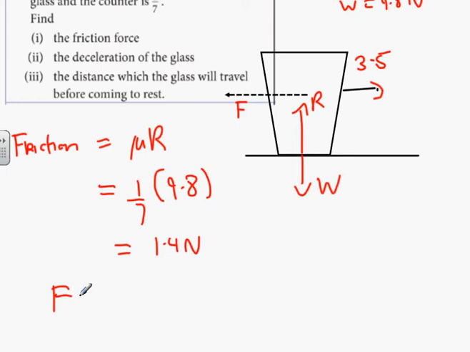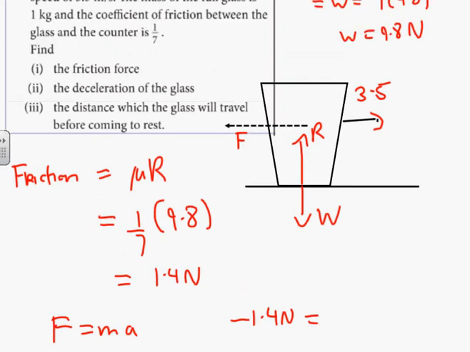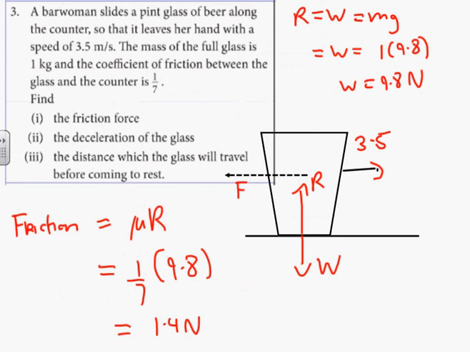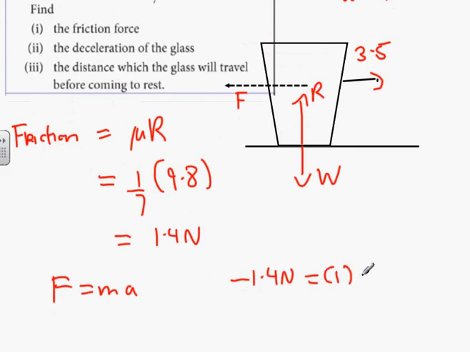So force equals ma. This frictional force of minus 1.4 N is equal to the mass of your body times a. What's the mass of the body? The mass of the body is 1, so therefore we can just get rid of the N, by the way. The N is actually the units. A, therefore, is a deceleration of minus 1.4 m/s squared.